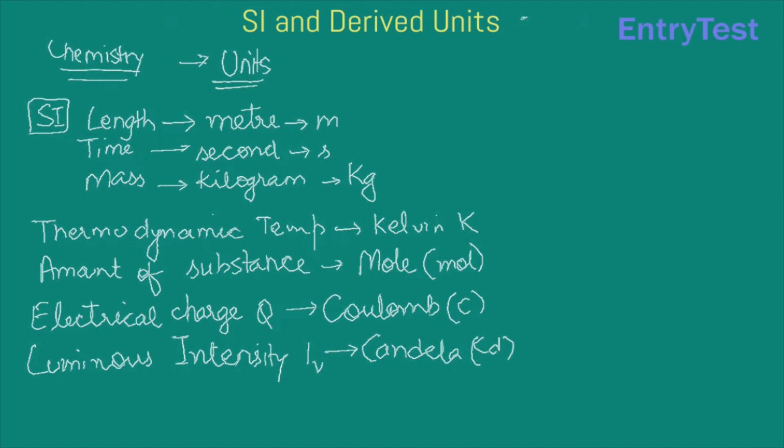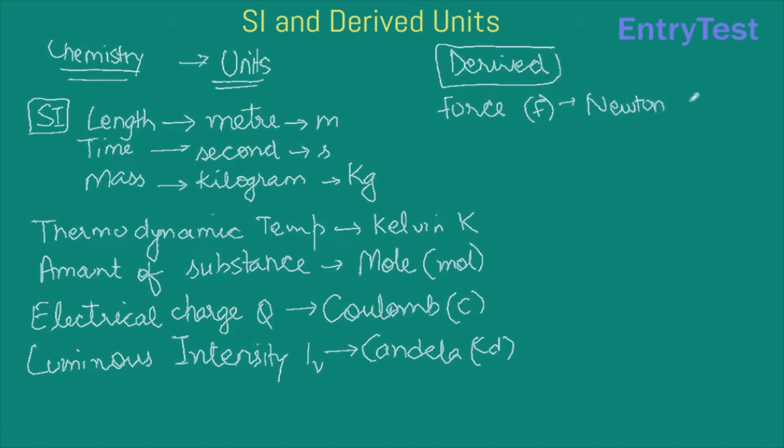And then there are some derived units that you should also know about. So let's talk about the derived units. The first main derived unit is that of force. Now force, represented by F, the derived unit is Newton, or just represented by an N. And in terms of SI units, it is kg meter per second square. So that's the first derived unit.